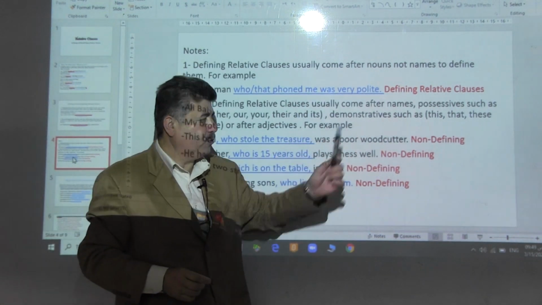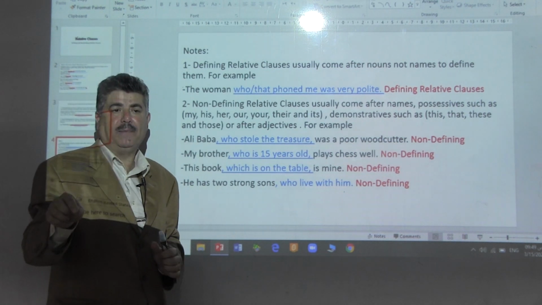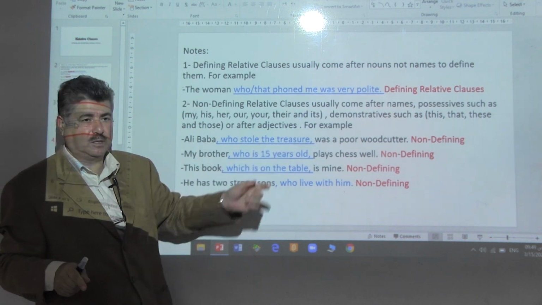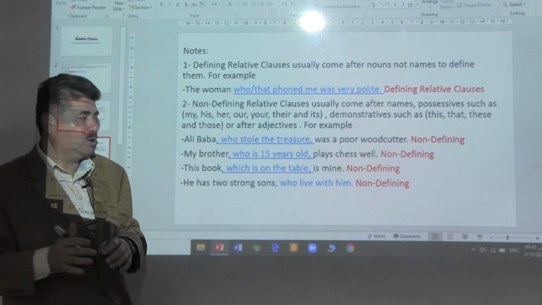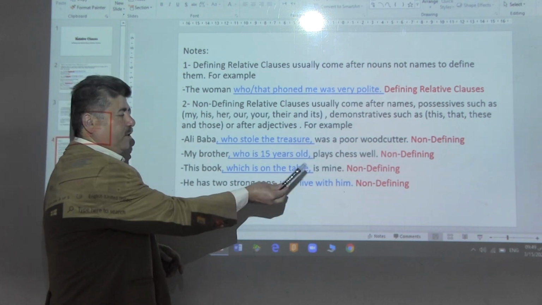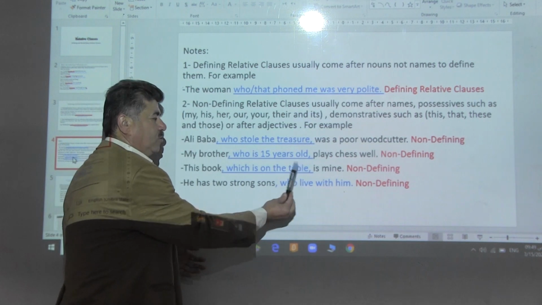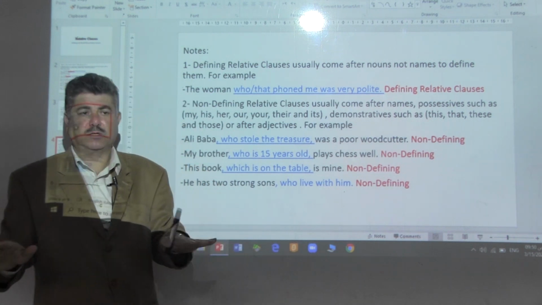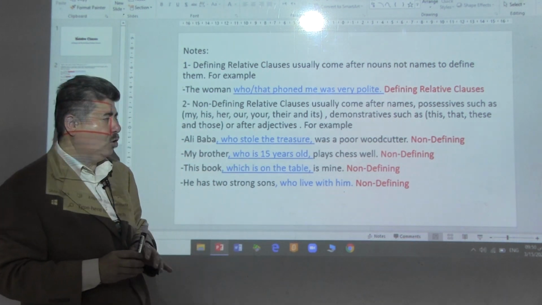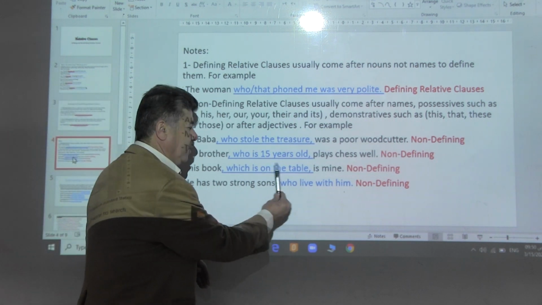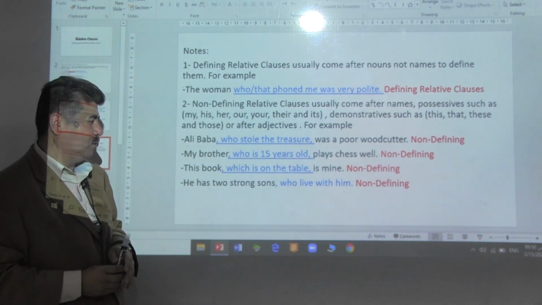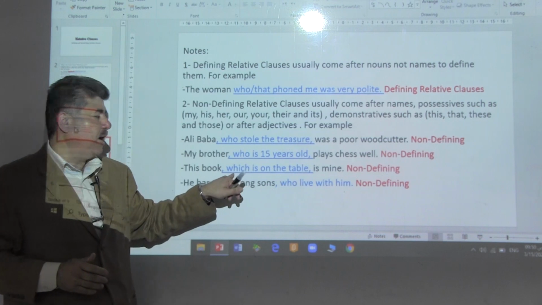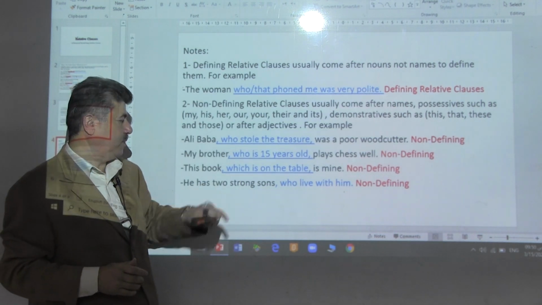This book, I'm talking about a demonstrative. This book, so I am talking about a specific book. The word book is a noun, but when I use this before it, a demonstrative, I make it clear, I make it definite. This book, which is on the table, is mine. If I take out this clause, the sentence remains: this book is mine. So the sentence is complete. It gives us a complete thought and a complete meaning. So that's why we call this non-defining, because we can leave it out. And because it is non-defining, we have to put it between commas. And we can't use that in the place of which.